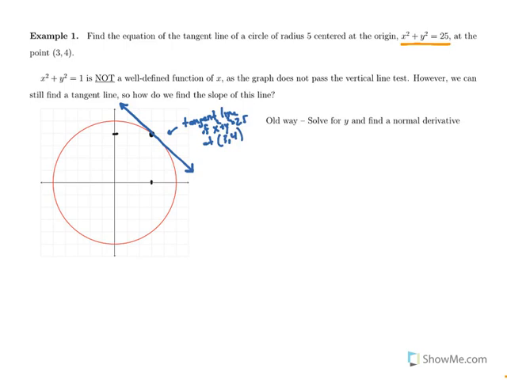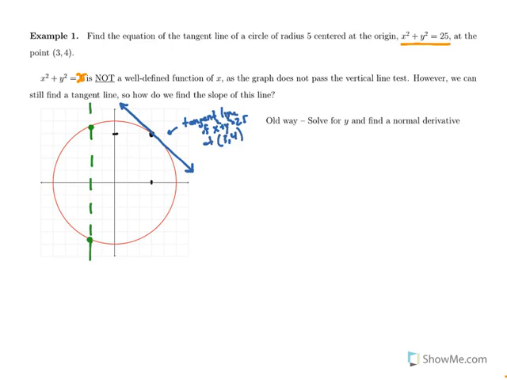But the problem is that this function, x squared plus y squared equals 25, is not a well-defined function of x. And the reason it's not, for one reason, is that it doesn't pass the vertical line test. It hits the function twice. This is not a function of x. So therefore, we can't write this as f of x or f prime of x. But yet, we can still think about a tangent line here. It wasn't that hard to do. So how can we figure out what that equation is?